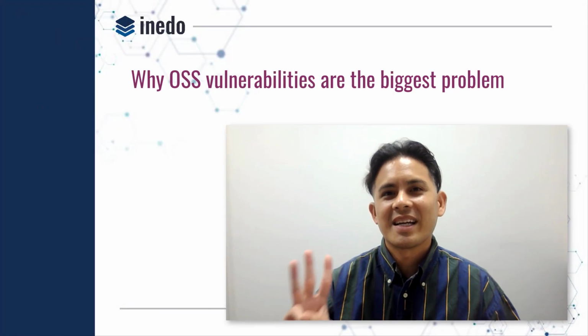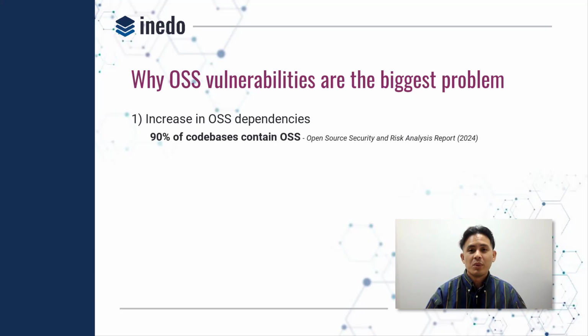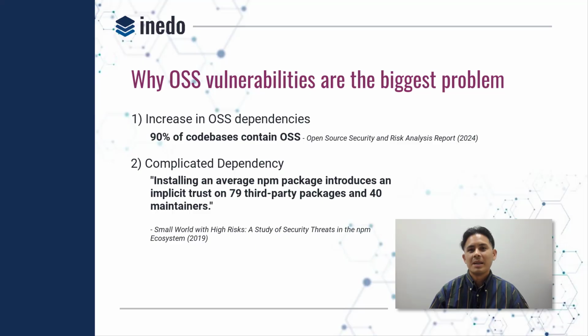There are three main challenges that come with this. First, there's just a ton of open source components in most apps. We're talking hundreds of packages, each one an opportunity for vulnerabilities to slip in. Then there's the complexity. When you install one package, you're not just trusting that package, you're trusting all the other packages it depends on and all the maintainers behind them. In NPM, for example, one package might bring along implicit trust into 79 other packages maintained by 40 other developers. That's a lot of people you're depending on.